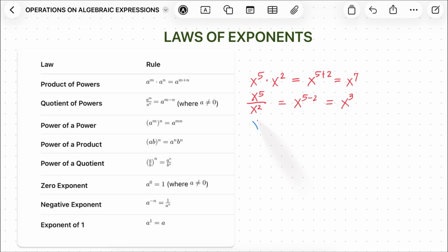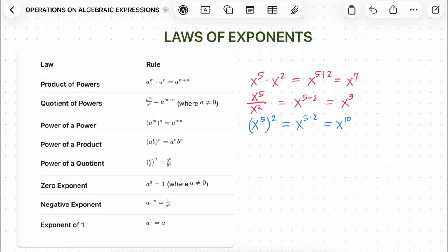We have x raised to 5 and then raised to 2. Can you see the difference of the first example with this one? The first example is a variable with exponent times the same variable with exponent. But in this case, we have a variable raised to an exponent and then raised again to another exponent. So what we're going to do is simply multiply the exponent. So 5 times 2, which gives us x raised to 10.